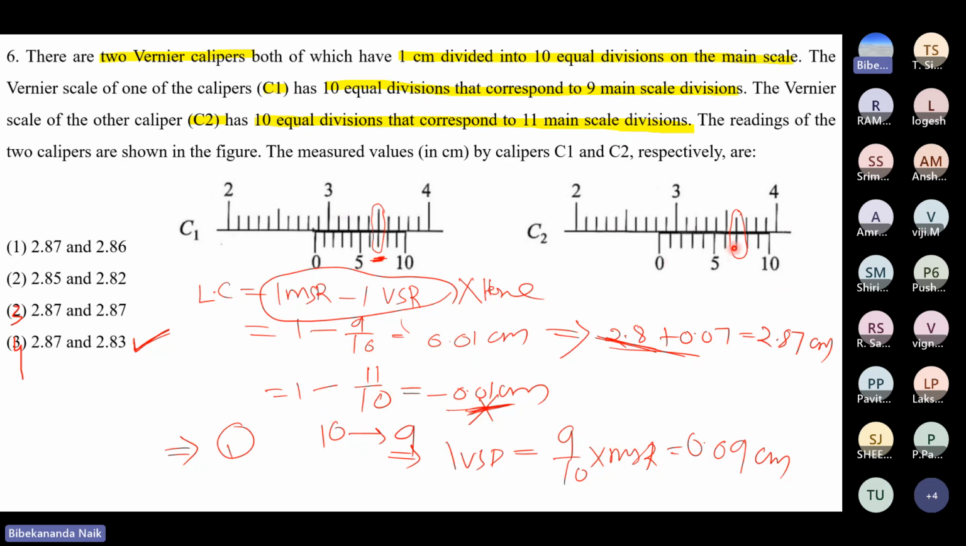But in the second case, 10 divisions of the vernier scale correspond to 11 divisions of the main scale, so the least count becomes negative. So we can't apply that method for the second case. So we will apply a different method. Here, earlier you were calculating the vernier scale reading that coincides with the main scale, but here we will be taking the main scale reading that coincides with the vernier scale. So in this case, if you see, in the first case, this 3.5 coincides with the 7th division of the vernier scale, and for the first case, one vernier division is 0.9, as you can see.